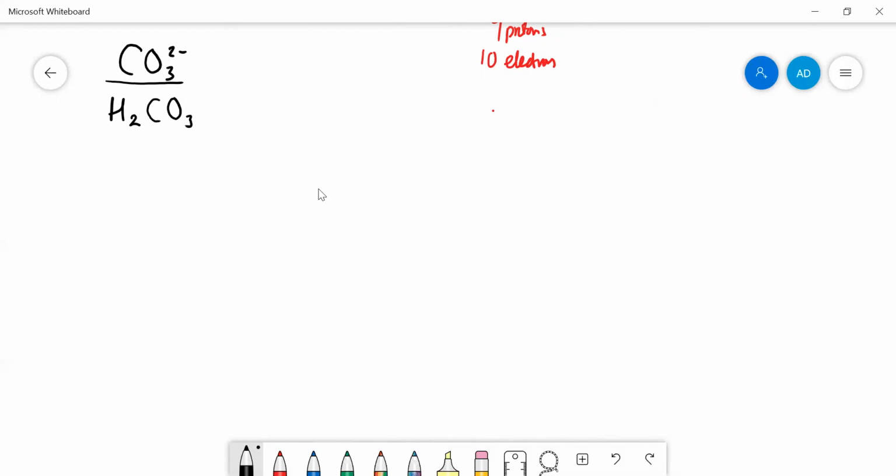Carbon likes to form 4 bonds, so I'm going to put carbon there. Oxygen likes to form 2 bonds, so put an oxygen there, oxygen there, oxygen there. Right, where am I going to put my hydrogens? Well, I'm going to put them there. I'm going to put 1 there, and 1 there.